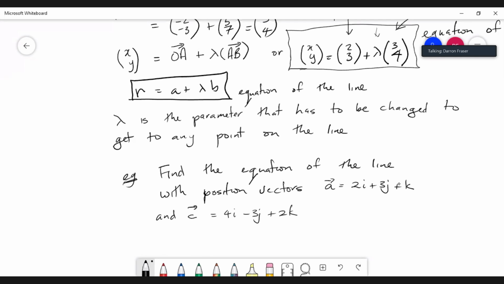Yeah, so going through another set of examples now. Find the equation of the line, and we have two position vectors on the line. We want to find the equation of the line.